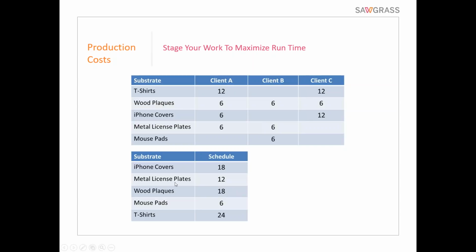Now if you look at it, if I start scheduling by substrate instead of by client, you can see I'm going to do all my iPhone covers at the same time, all my metal license plates, all my wood plaques, all my mouse pads, and all my t-shirts across multiple orders. So a lot of times staging your work like this just means you get more efficiency of time, okay? And it actually keeps your overhead down a little bit.